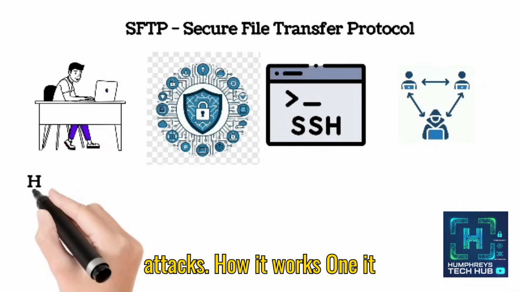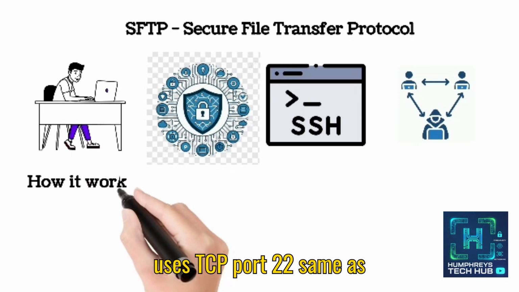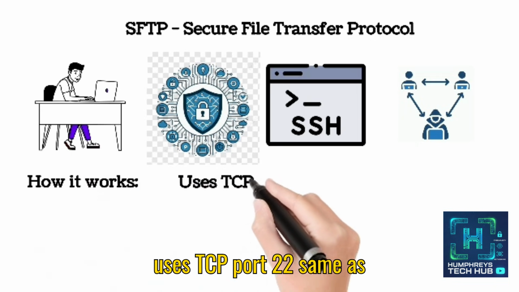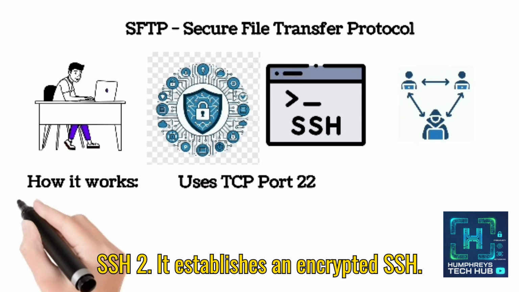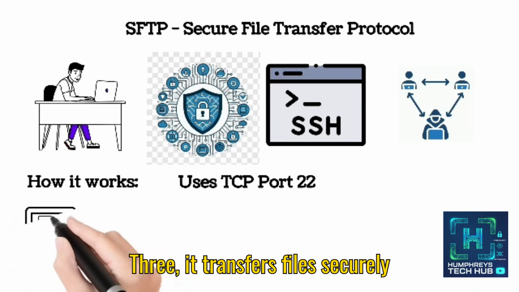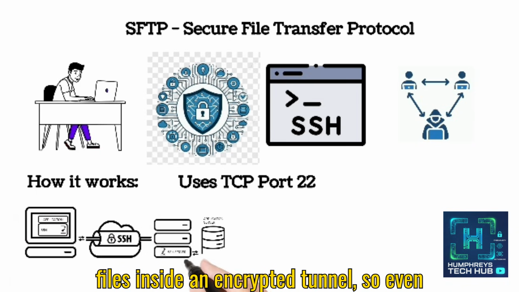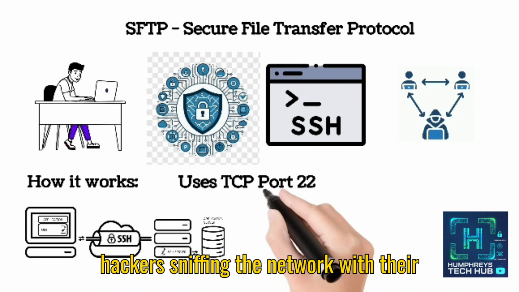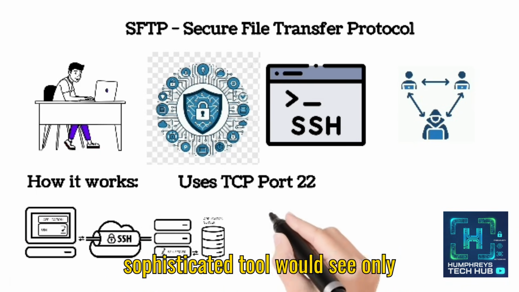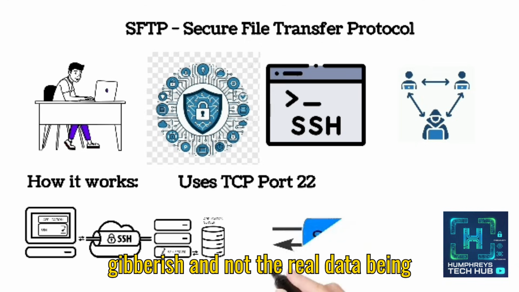How it works: 1. It uses TCP port 22, same as SSH. 2. It establishes an encrypted SSH connection. 3. It transfers files securely through the tunnel. SFTP is like sending files inside an encrypted tunnel, so even hackers sniffing the network with their sophisticated tools would see only gibberish and not the real data being sent.